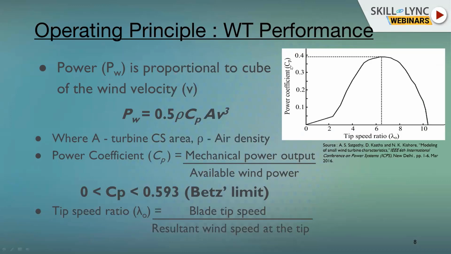These are the basic parameters to understand the performance of a wind turbine. This is a typical power coefficient versus tip speed ratio characteristic, from a standard IEEE paper. What we see is that the Cp value is close to 0.4 at a tip speed ratio of close to 6.5. But at the starting part, the power coefficient is 0 because speed is 0, so power is 0.